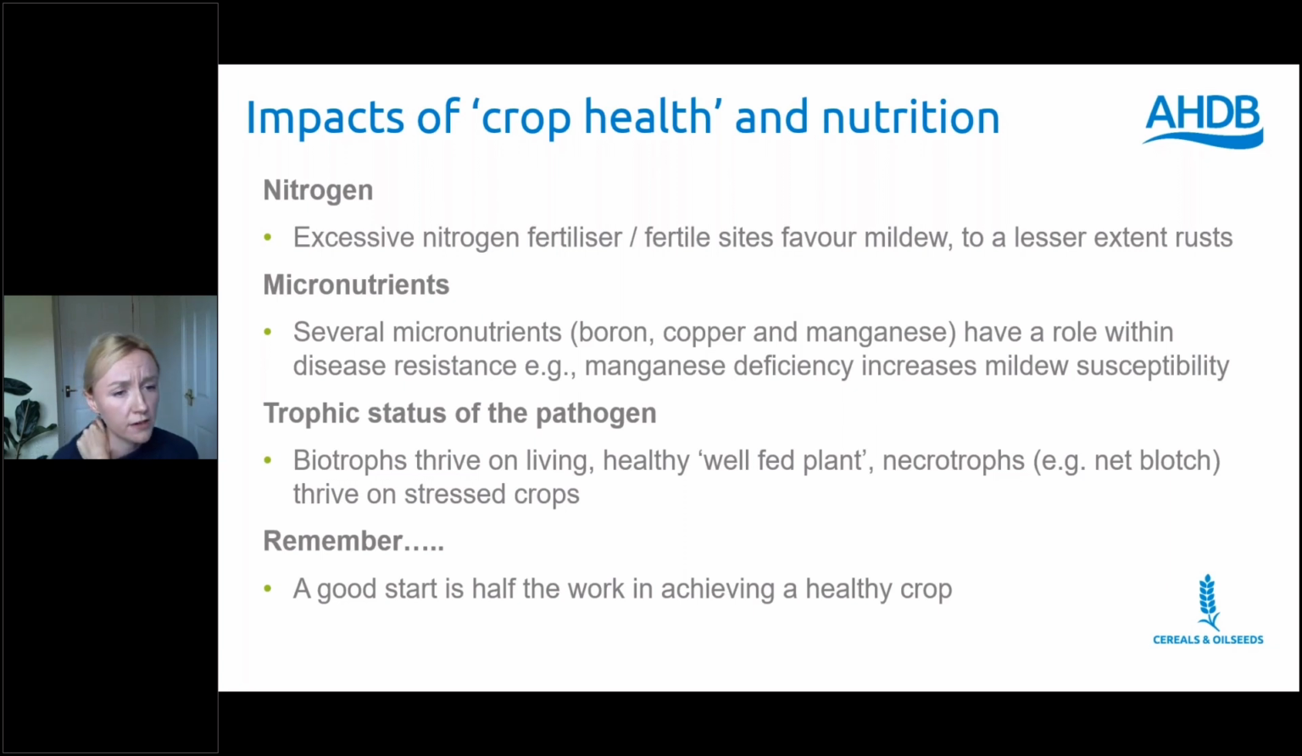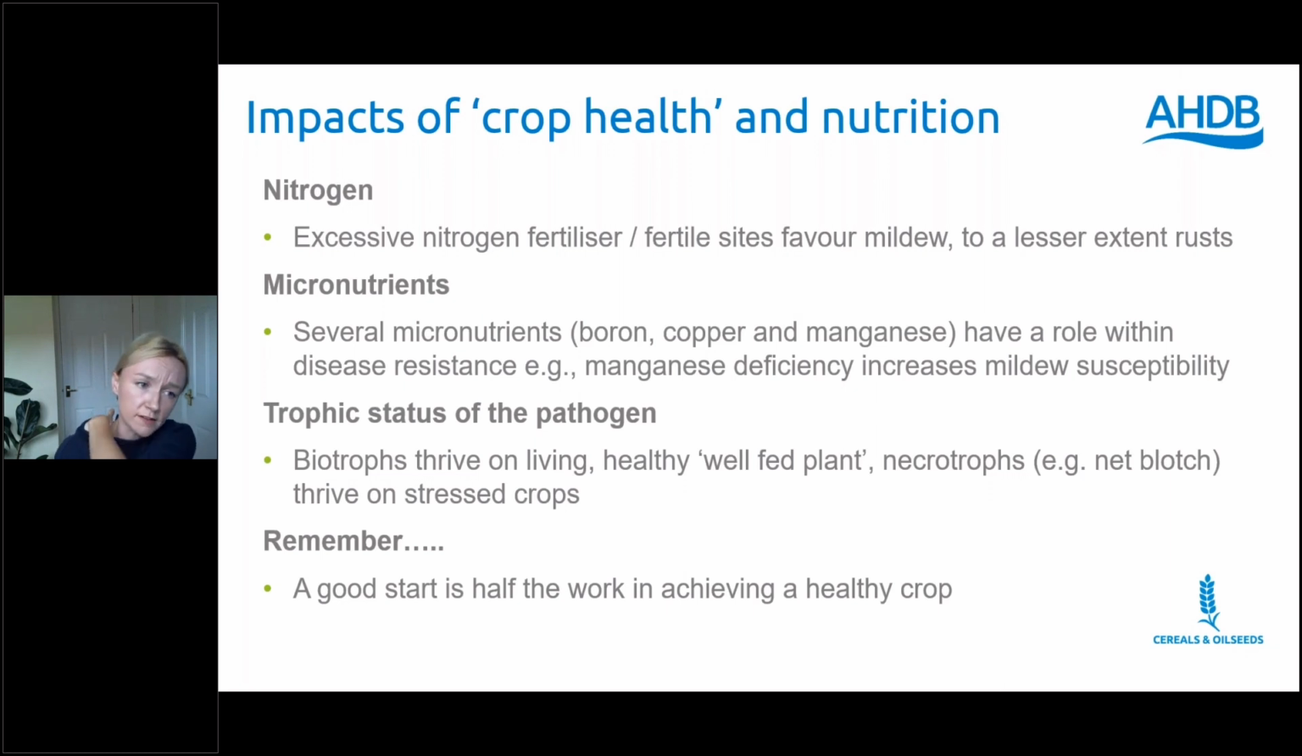And then the question around micronutrients is, again, one that is very nuanced and doesn't have a very concrete answer. But we do know, for example, that boron, copper and manganese play a role in improving disease resistance or susceptibility. A lot of crops going into the springtime suffer manganese deficiency, and that increases their mildew susceptibility. So most people out there will be applying manganese, and that will help improve the susceptibility to mildew.